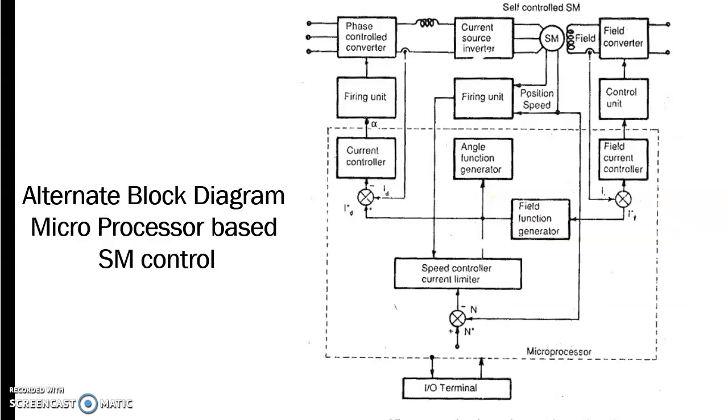Here you can see one more alternate block diagram of a microprocessor based synchronous motor controller. Here also the same thing you can see, but in a different way. This is the microprocessor, this is the source line side converter, and this is the machine side converter. Firing pulses are generated from this microprocessor. This is a different block diagram for the same current source inverter fed synchronous motor drive. This also you can go through.